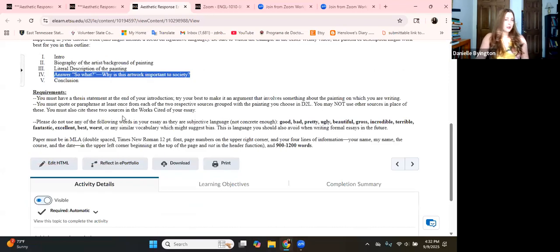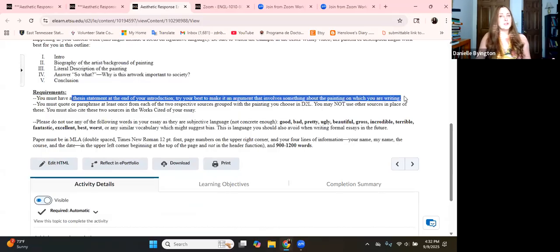All right. And then in your requirements, you're going to need to practice having a thesis statement somewhere in the end of your introduction. I'm not picky about it being exactly at the end. I'm lenient about that, but this is where I want to start seeing you practice having an argument in there so we can start exercising making those strong and make sense.